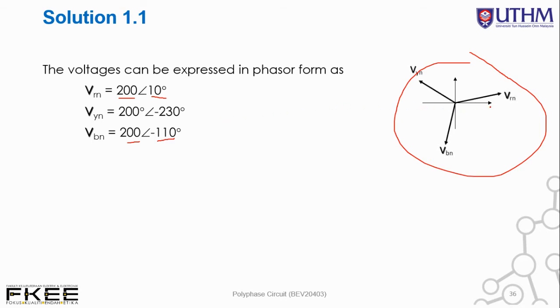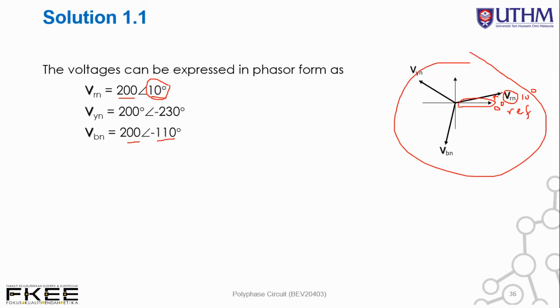So this is how it looks like. This is your angle in degrees over here. Your reference, I will start from this position, is 0 degree. So the VRN is actually 10 degrees above your reference, shifted upward. 10 degrees is not much compared to the horizontal line, so you can see it slightly moves upward.